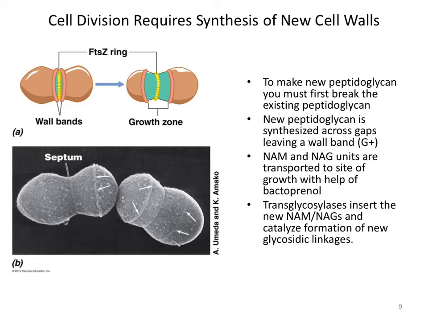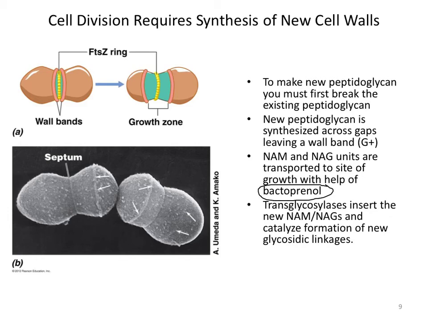In order to then make new peptidoglycan, you have to transport the NAM and NAG units. Remember, those are monosaccharides, so they're quite polar. You have to transport them to the site of growth, which means you have to get them across the cytoplasmic membrane. It's pretty hard to get polar molecules across the cytoplasmic membrane without help. That's accomplished in bacteria with a lipid molecule called bactoprenol.